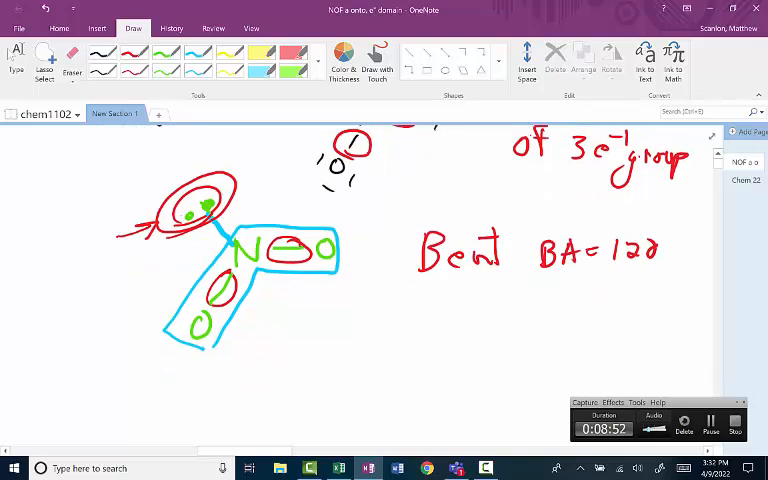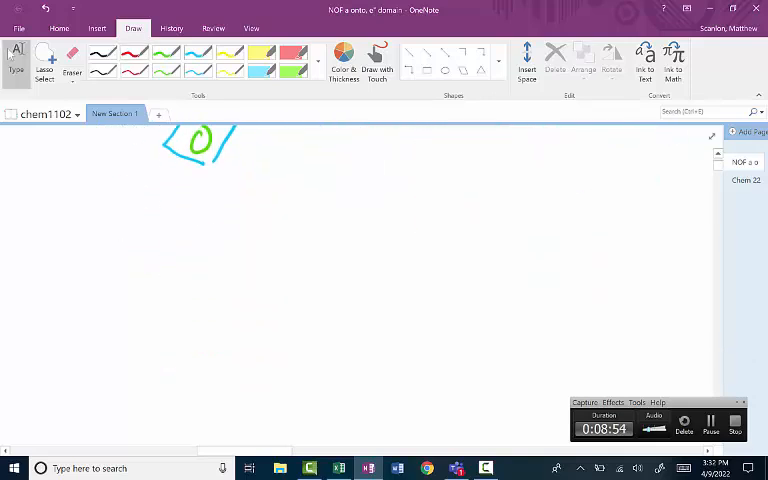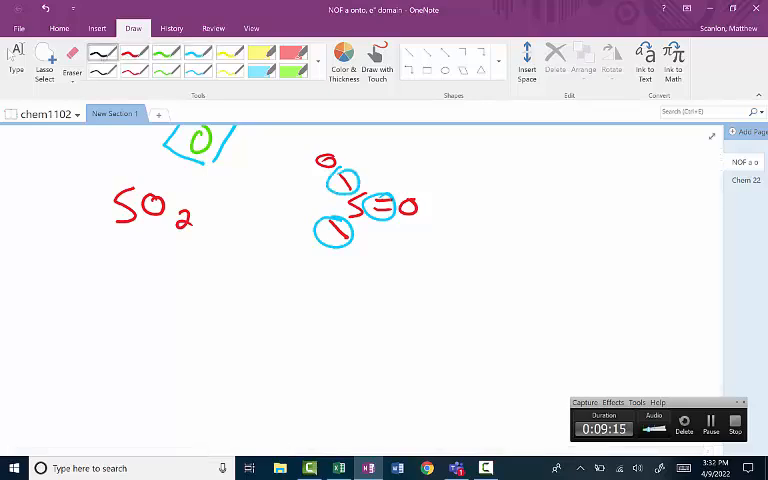We're going to do another one real quick. Let's do SO2. Okay, 3 groups around: Group 1, Group 2, Group 3. So that's going to do exactly the same thing. I put my sulfur here. I can put an oxygen here, I can put an oxygen up here, and I can put an electron pair down here.